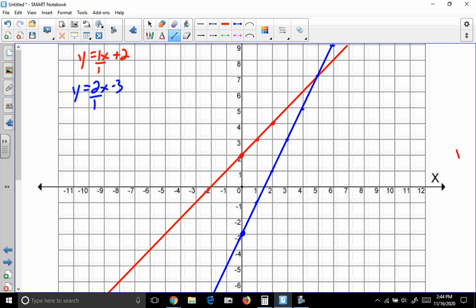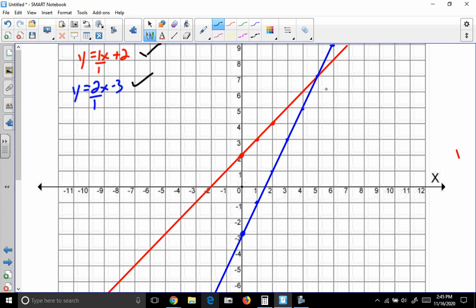So that line is here. So a solution is a point that works for both equations. Or in other words, it's a point that is a solution to this equation. It's on this line, and it's on this line.